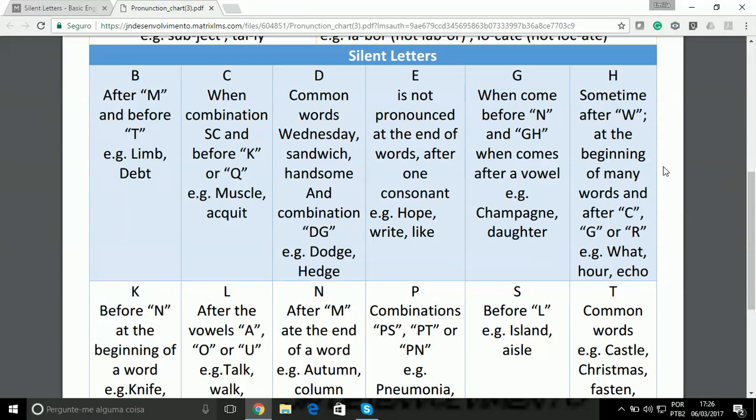The H, when it comes from the French, normally words that come from French and that start with the H, we don't read it, like honor, hour. And after a W at the beginning of the word, WH is another combination where we don't read one of the letters. So what, why are examples where we don't read the H. And in words that come after the C, G, and R, for example, echo.